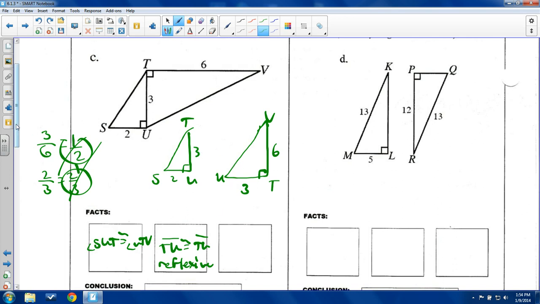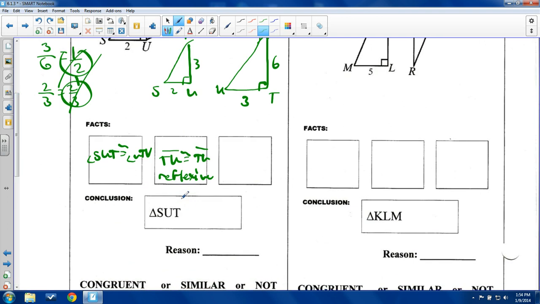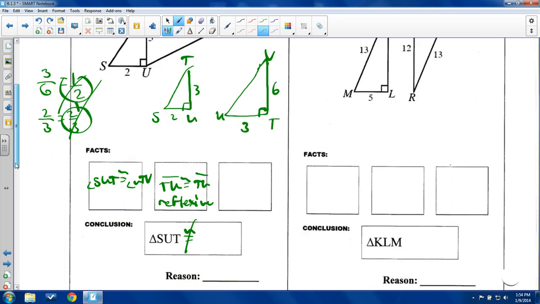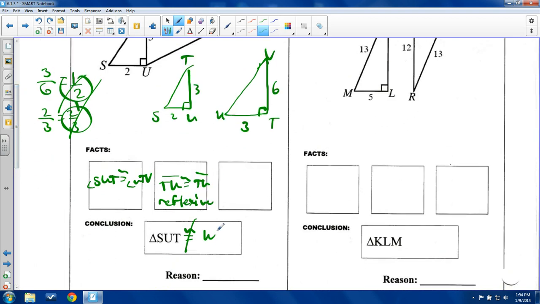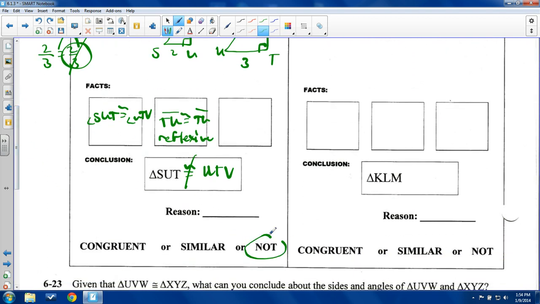So angle-side gives us nothing. We are not able to say anything about SUT being congruent or similar to UTV. Nothing. We probably shouldn't even write anything in there. They are just not.